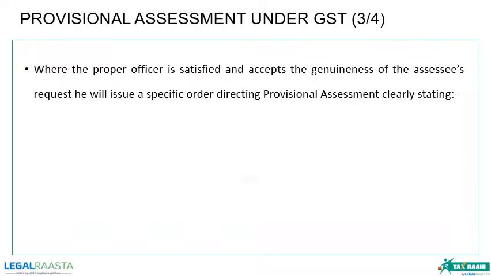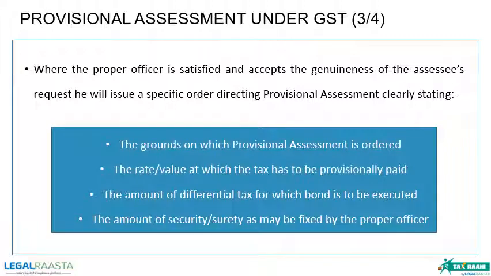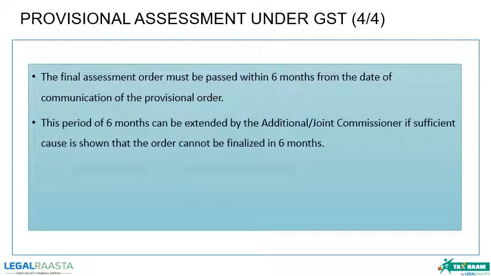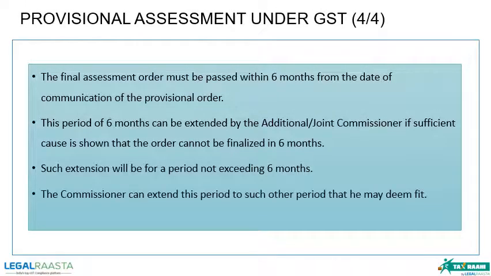If the proper officer is satisfied with all the information furnished to him by the assessee, he will issue a specific order. The final assessment order must be passed within 6 months from the date of communication of the provisional order. This period can be extended if sufficient cause is shown, but not by more than 6 months or for the period which the Commissioner may deem fit.